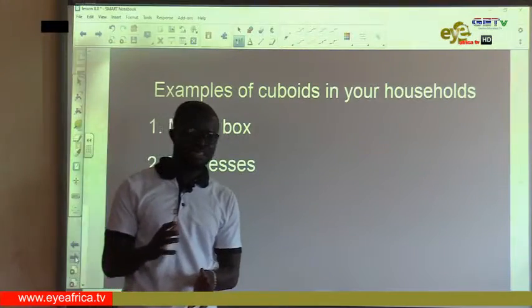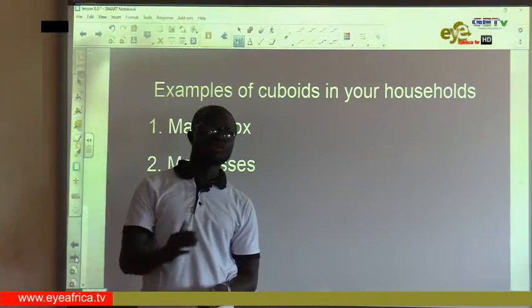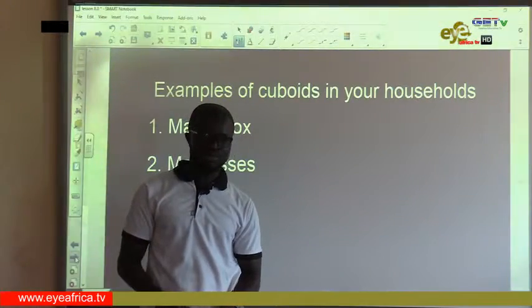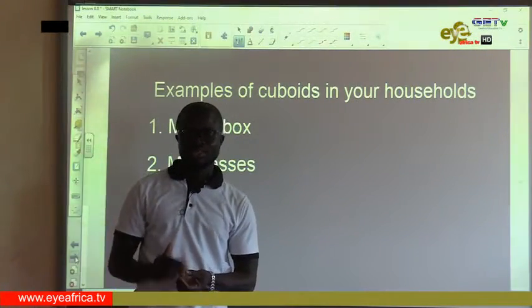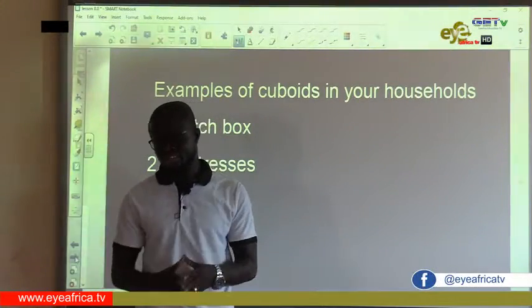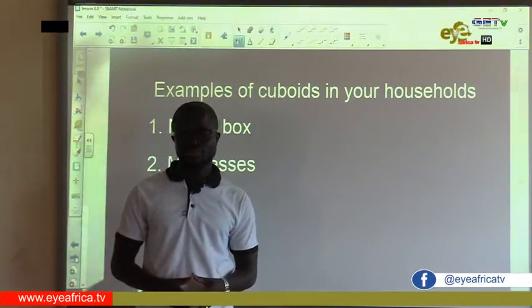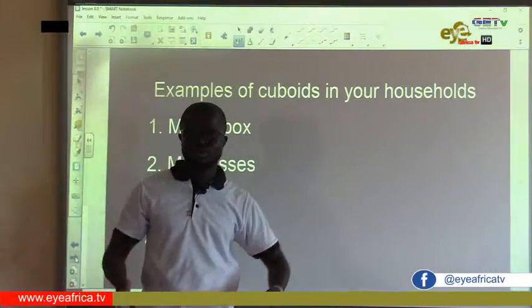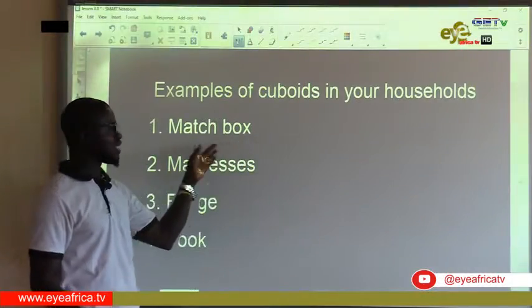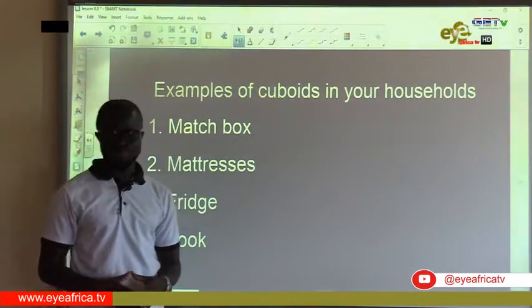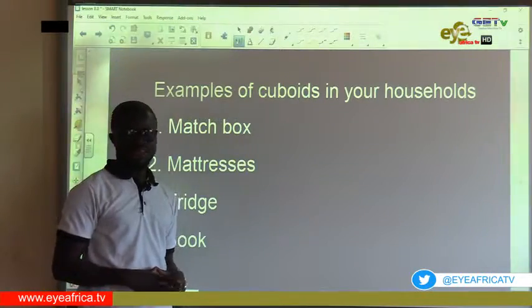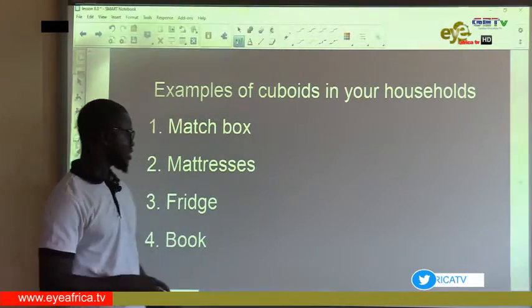Now, if you have a matchbox by your side, I want you to investigate based on the properties I have mentioned. Count the number of faces, the number of corners, and see if the number of faces are 6 and 8 corners with the opposite sides equal, then you can conclude by saying that the matchbox is an example of a cuboid. I have tried it and I want you to try it. Remember, I said seeing is believing.